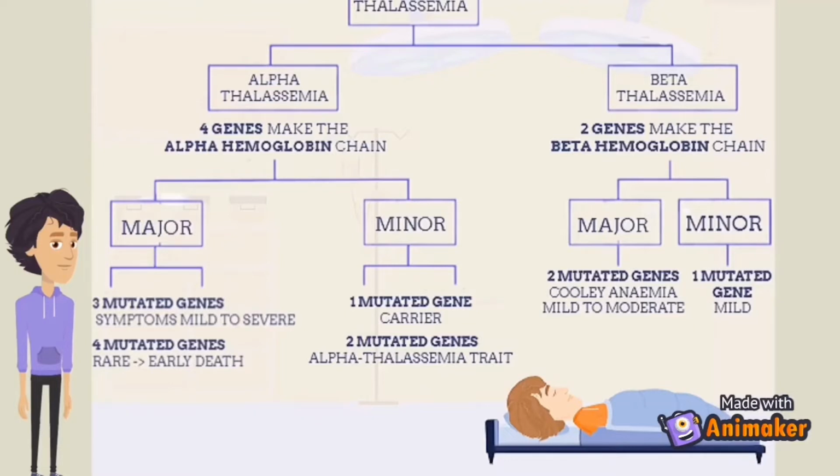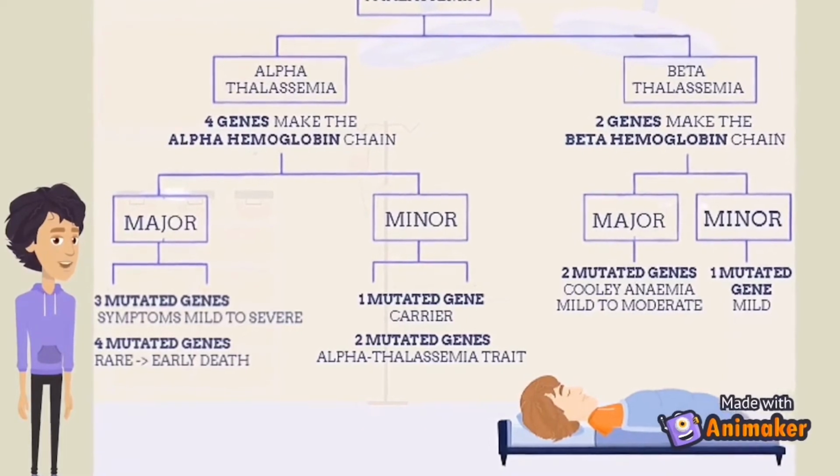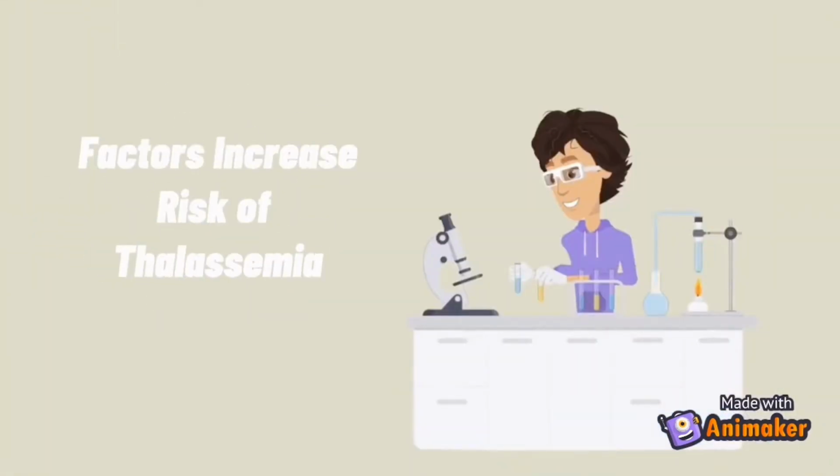If it is characterized by 2 defective genes, the condition is called beta thalassemia major, often known as Cooley's anemia. Babies born with 2 faulty beta hemoglobin genes are normally healthy at birth, but symptoms appear within the first 2 years of life. These are factors that increase your risk of thalassemia.